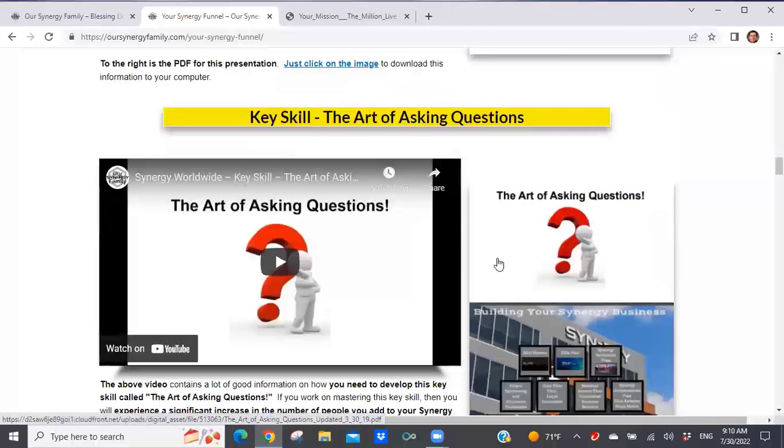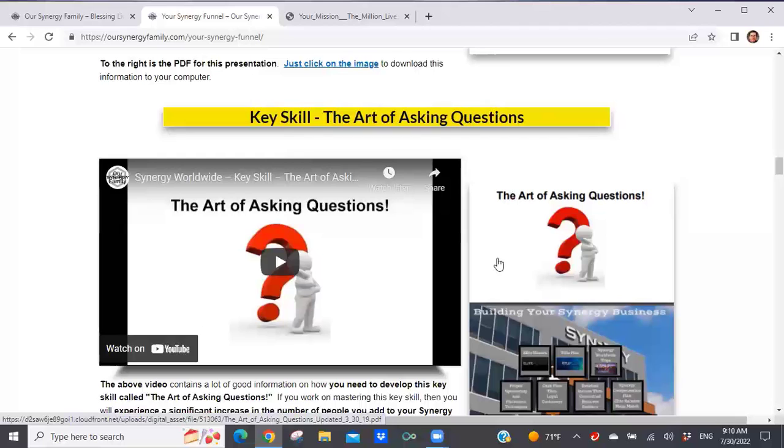We've done multiple Saturday presentations on the art of asking questions. Again, this is a key skill. If you've not taken the time to try and master this area, this is one of the most important things you could learn, because it's the easiest method to find out if a person is interested, through the art of asking questions.